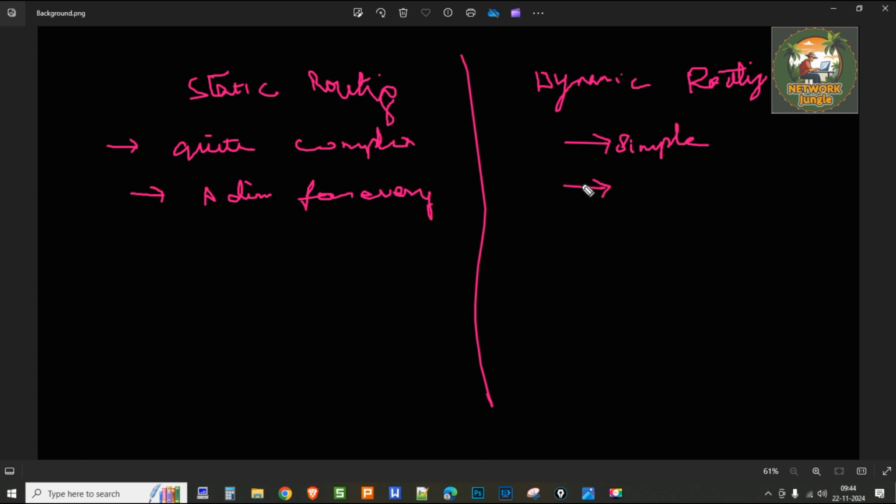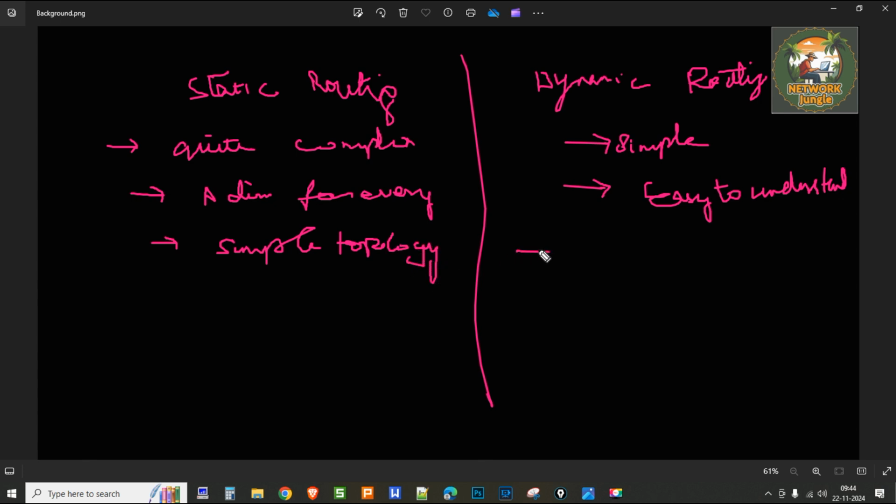With dynamic routing, it can automatically learn the new networks using some algorithm. It is easy to understand the new topology using dynamic routing protocols. The third one is scalability. Static routing is suitable for simple topologies. Dynamic routing is suitable for simple to complex topologies.